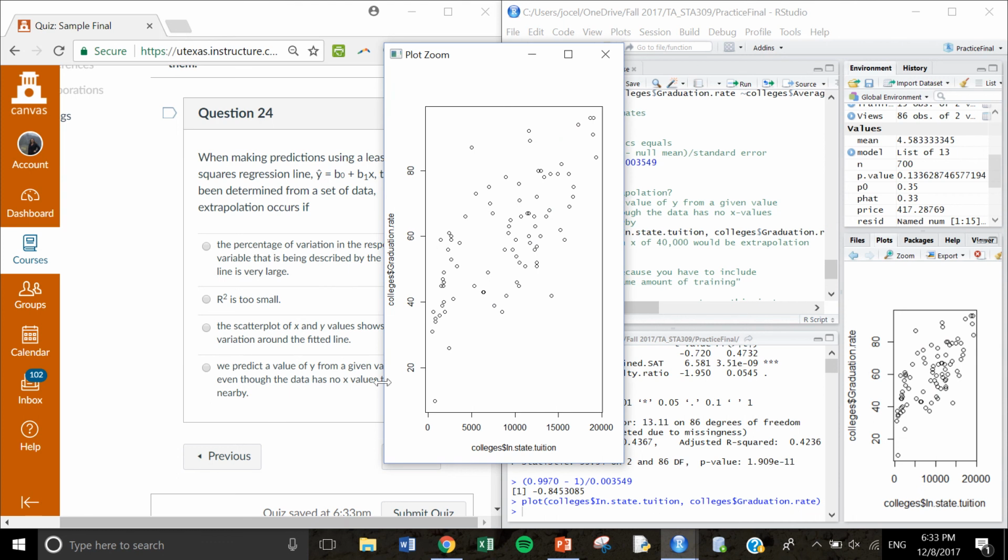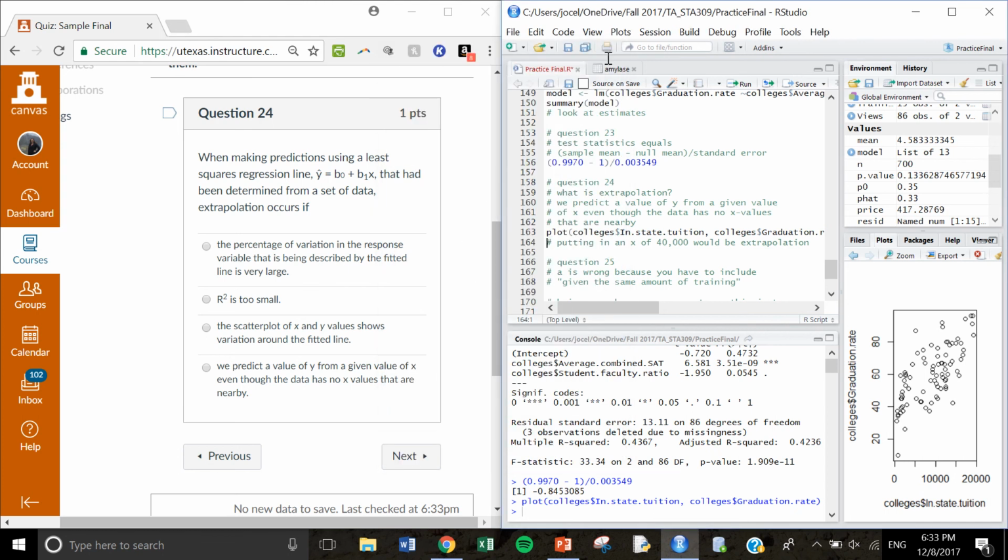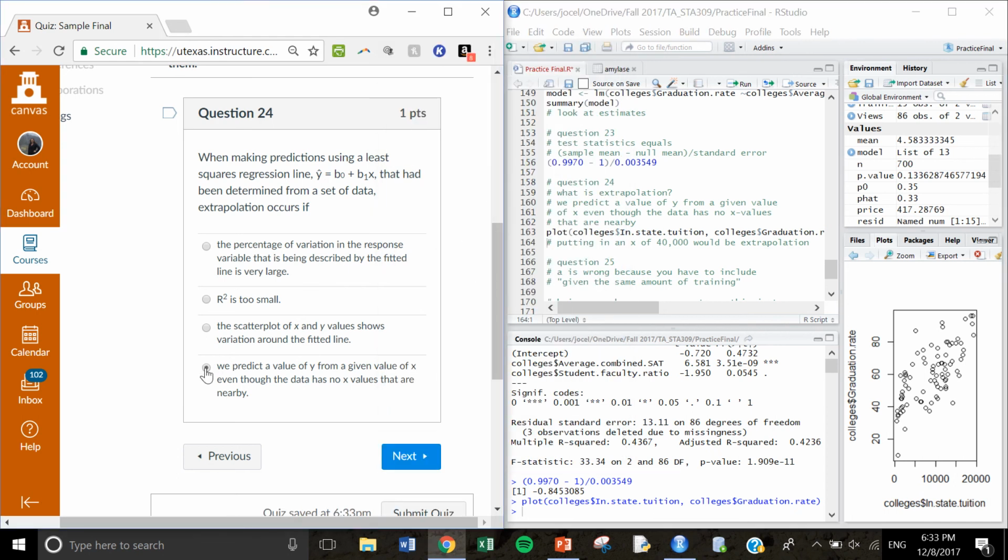If I had this data set and I made a regression line using this data, a line to go through it, and then I wanted to predict the graduation rate of a college that has a $40,000 tuition, the data I have only goes to $20,000. So it would be extrapolation if I plug in an x of 40,000 and expect to get a good answer. We only want to plug in data points that are around data that we already have. So extrapolation is when I predict a value of y from a given value of x, even though the data has no x values that are around.